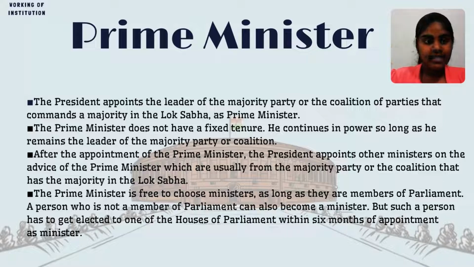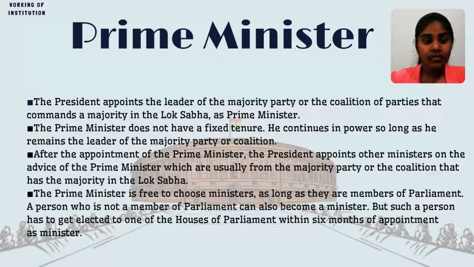The President appoints the leader of the majority party or the coalition of parties that commands a majority in the Lok Sabha as the Prime Minister. The Prime Minister does not have a fixed tenure. He continues in power so long as he remains the leader of the majority party or the coalition.